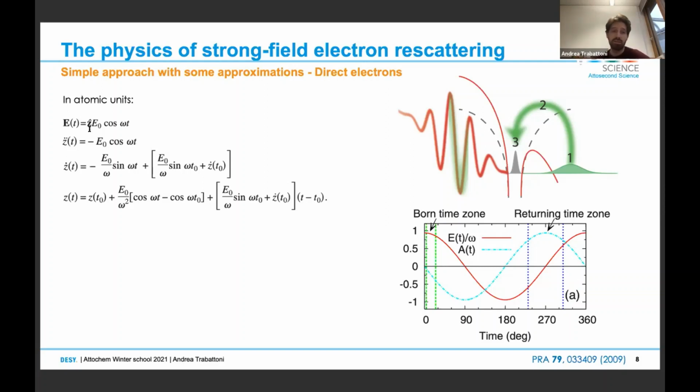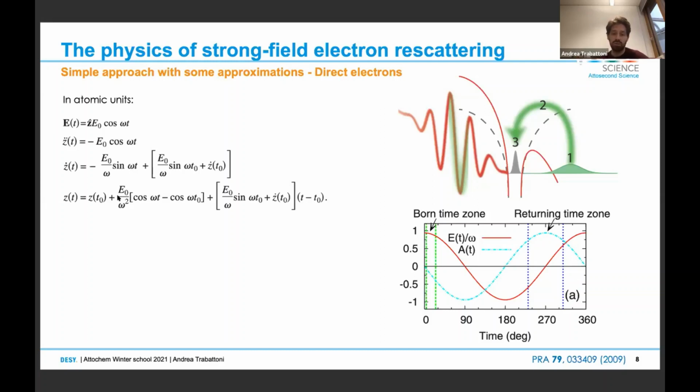Basically, the external electric field acts on the photoelectron as a force. So it's easy to write down here, in atomic units, the Newton equation for the electron. And if we integrate the acceleration, we can easily derive the velocity of our electron and the time-dependent position. So we really have the equation of motion.